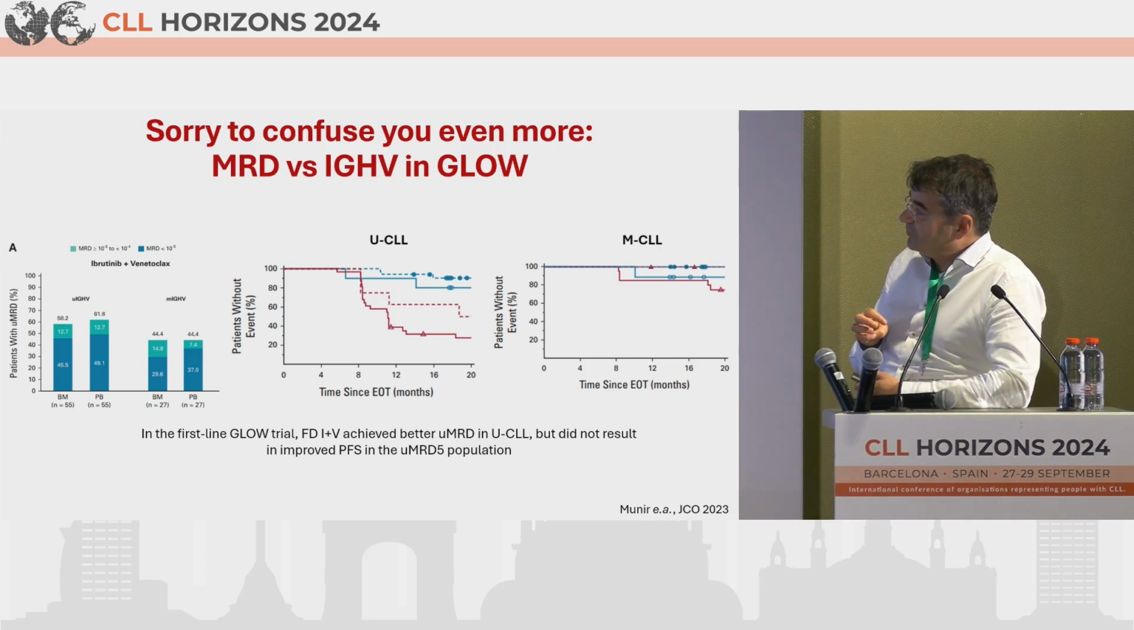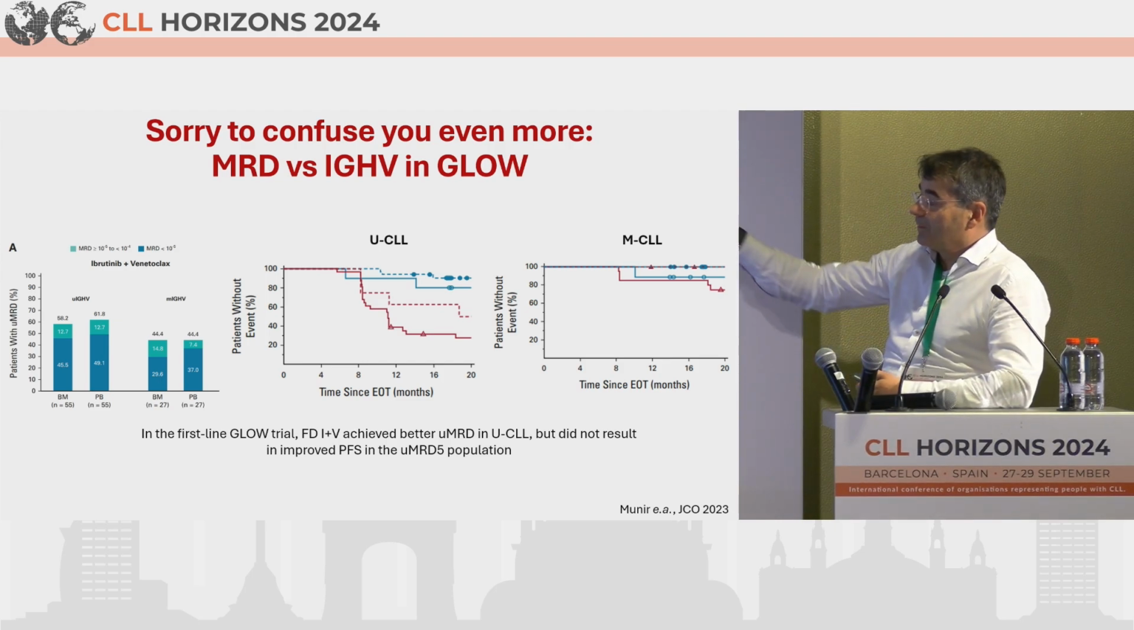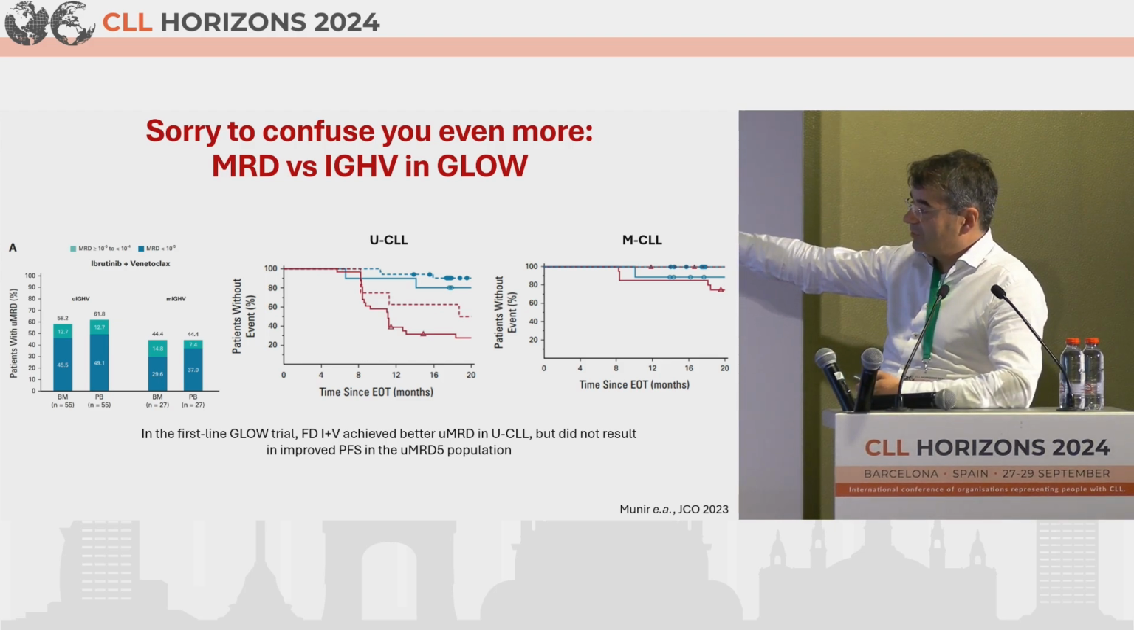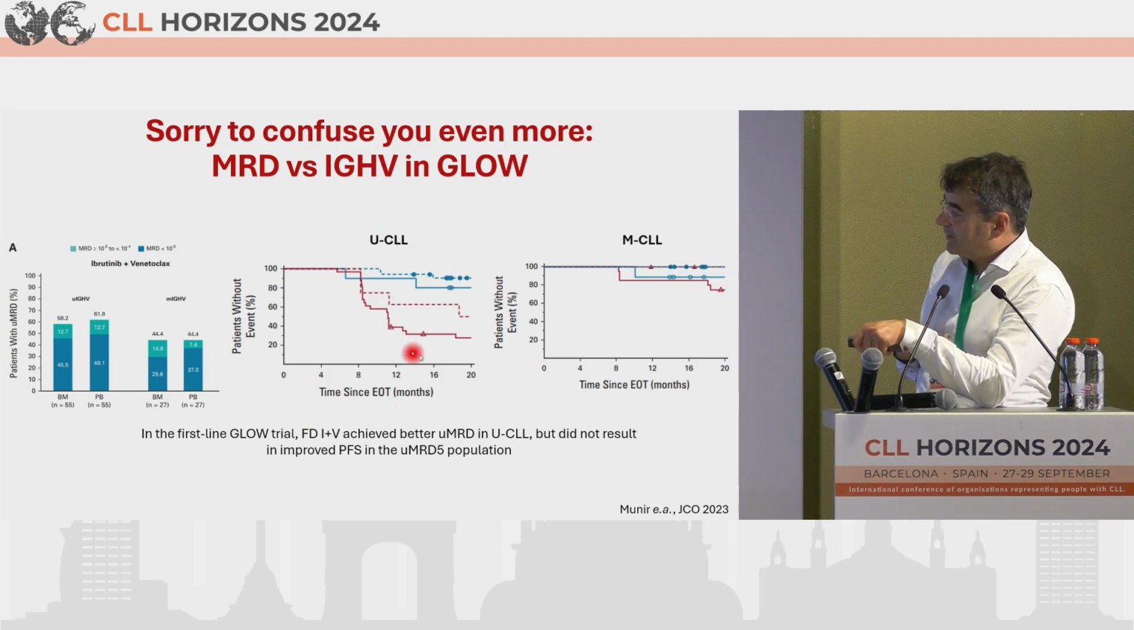So sorry to confuse you a bit more even, but it seems to be the case that with this same regimen, ibrutinib plus venetoclax, which we also tested in the GLOW study, which is a fixed duration schedule, what we found is very similar to what I earlier showed you by the German group from chemoimmunotherapy. These are patients, the upper part are patients that are MRD negative, MRD positive, and then the different types of lines are the different treatment options.